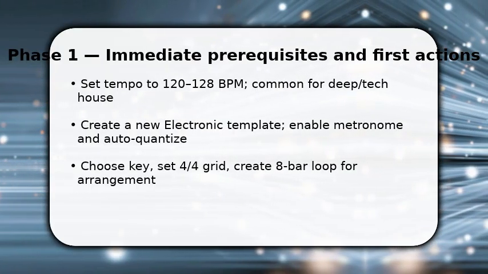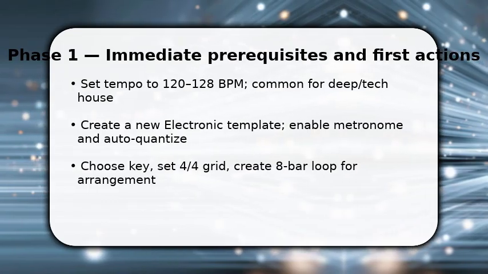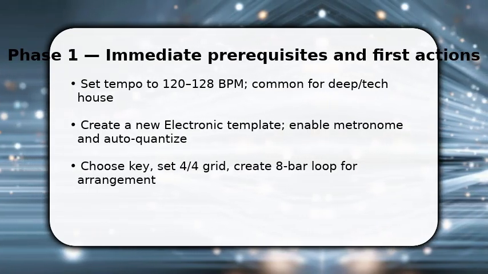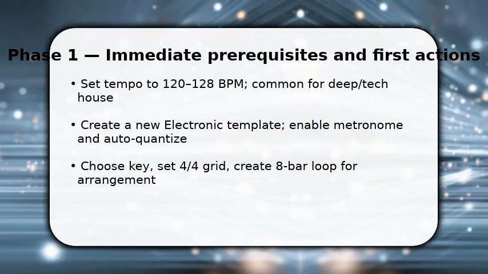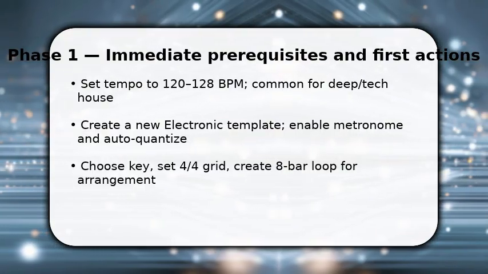Next, pick a key and add a drum track using Drum Machine Designer. Program a basic kick on every beat. Once done, duplicate the region so you can iterate while keeping the loop intact.